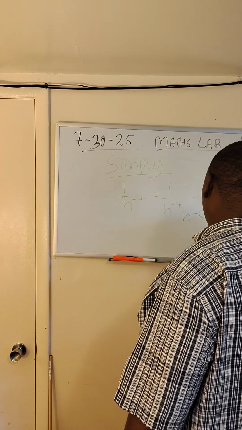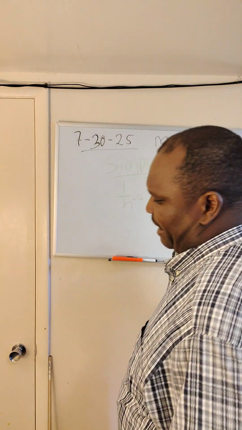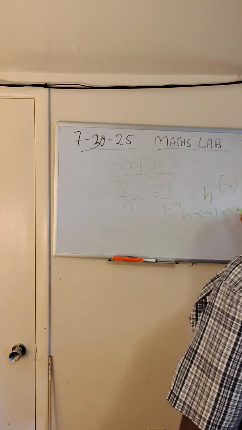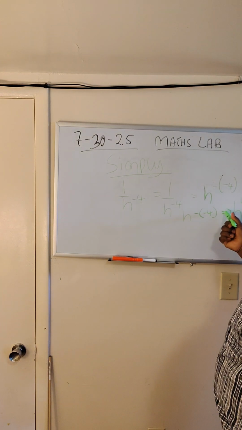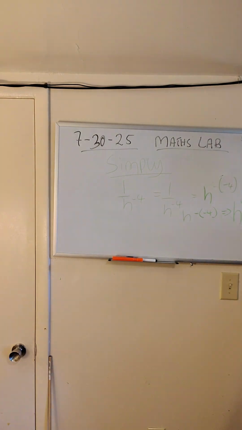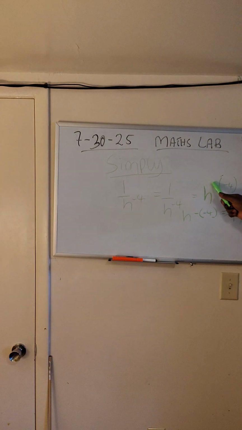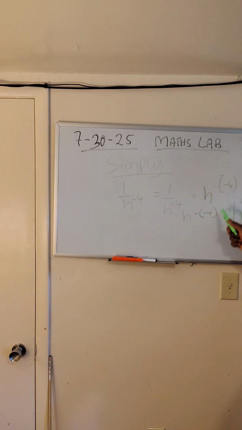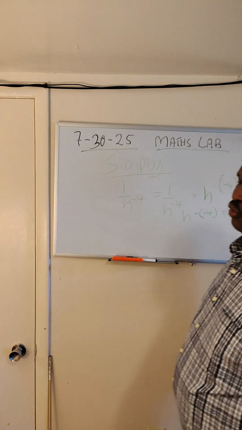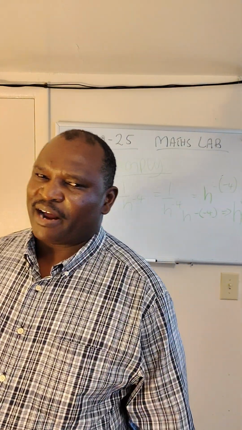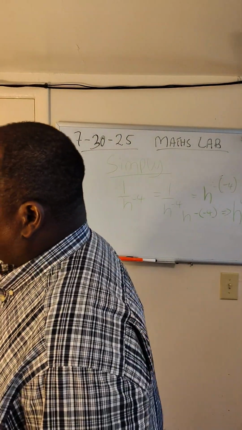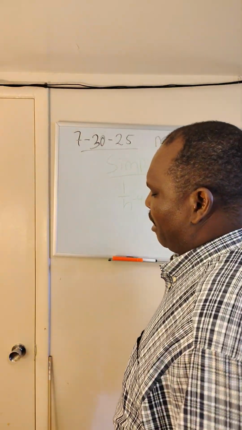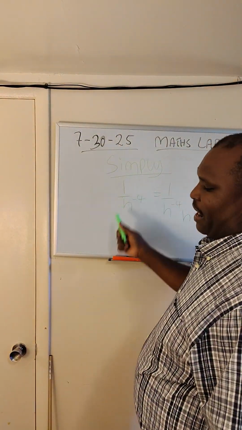So when we do that, we get h to the power of 4, and that is because now this negative has cancelled with that negative. So now we have h to the power of 4. And another thing to note is that the bracket is gone. So therefore what we have left is our answer.